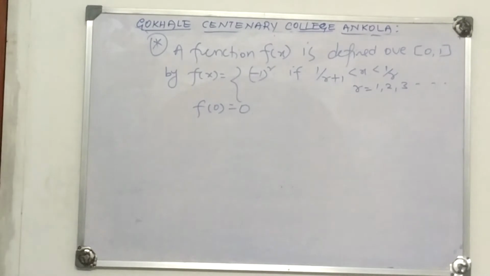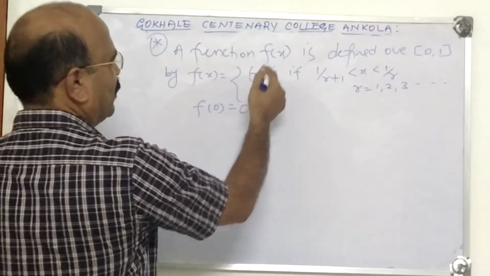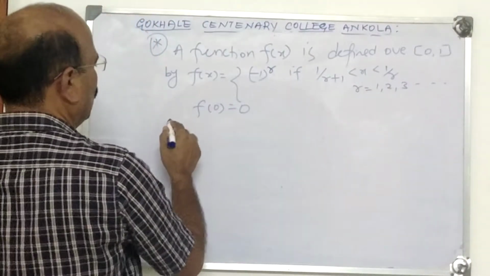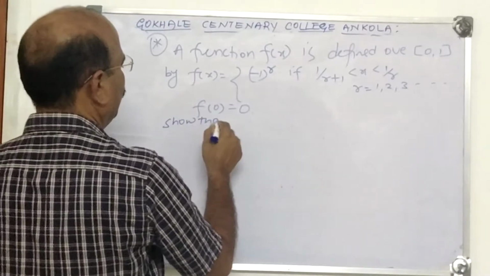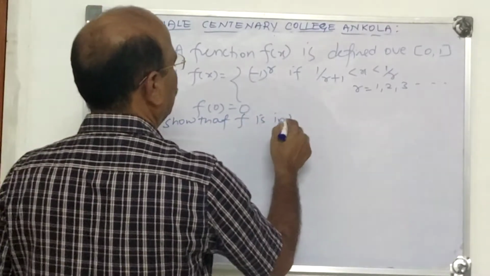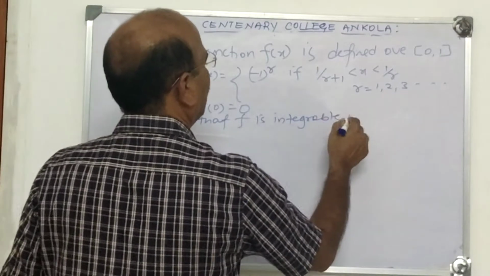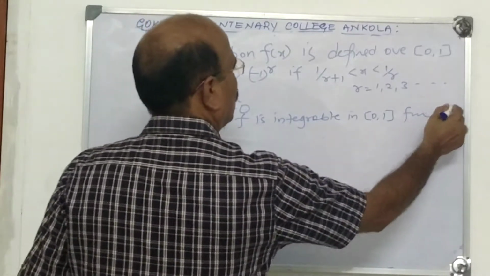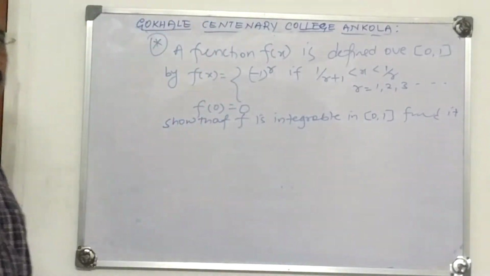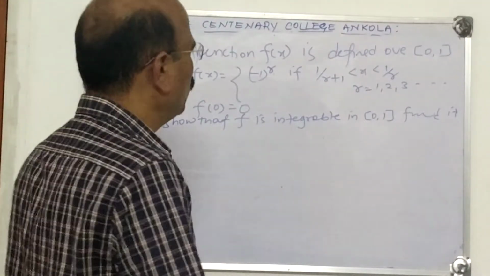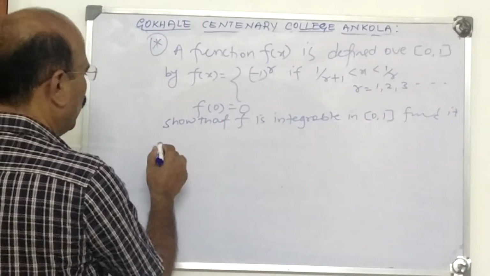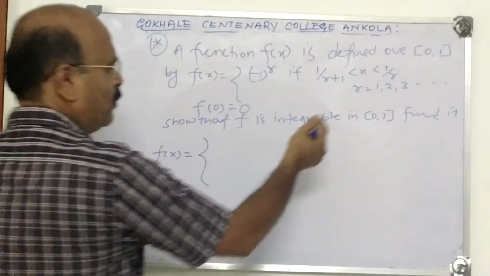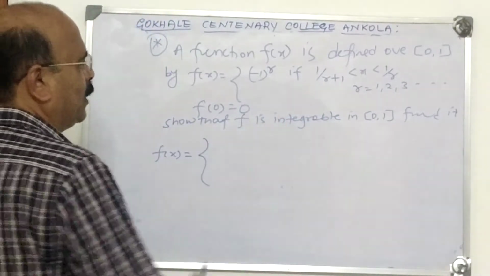See, the problem is like this. f(x) is defined like this, minus 1 raised to r. F(0) is 0. The problem is, show that f is integrable in 0 to 1. Find it. The first part is, we have to prove that the function is integrable. For that, I write the value of the function here, taking different values of r given here: 1, 2, 3, etc. First, we write the values of r.